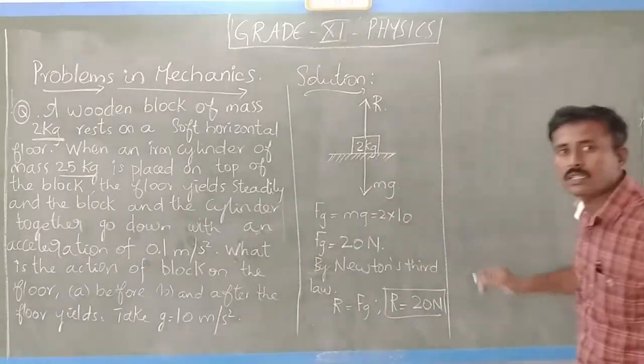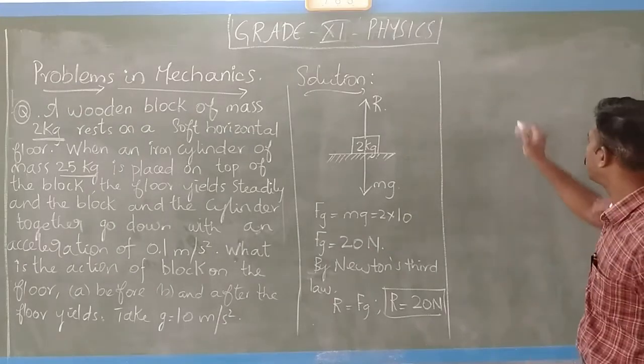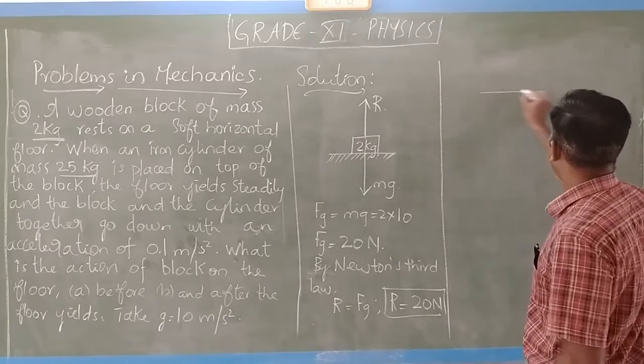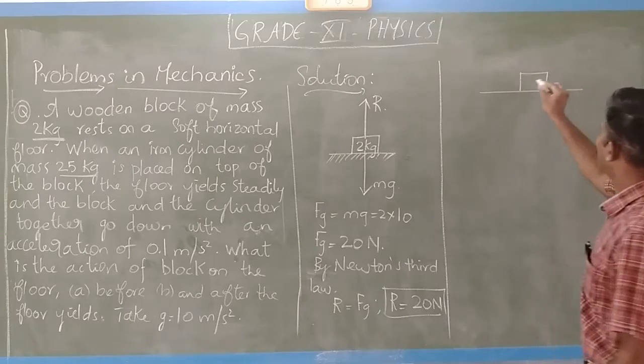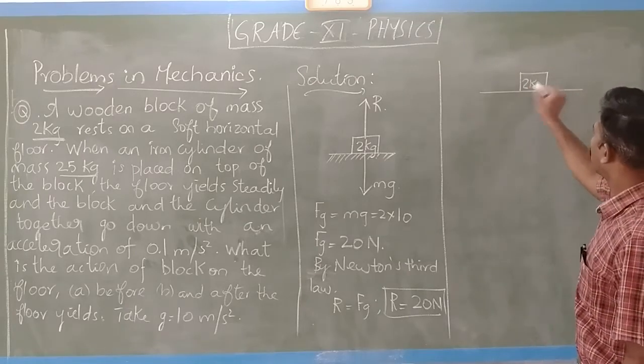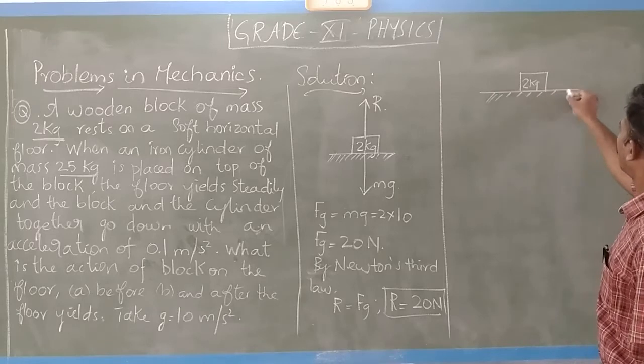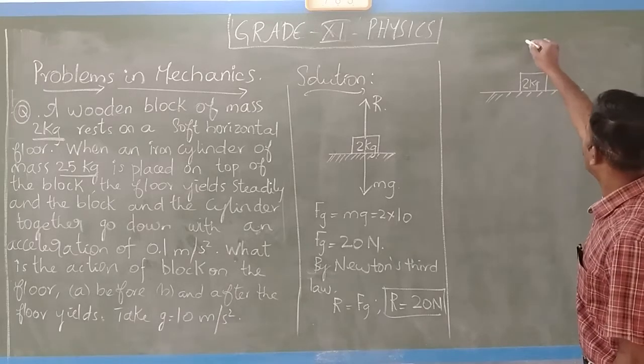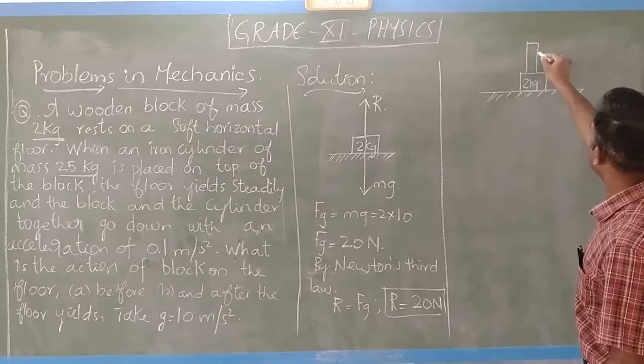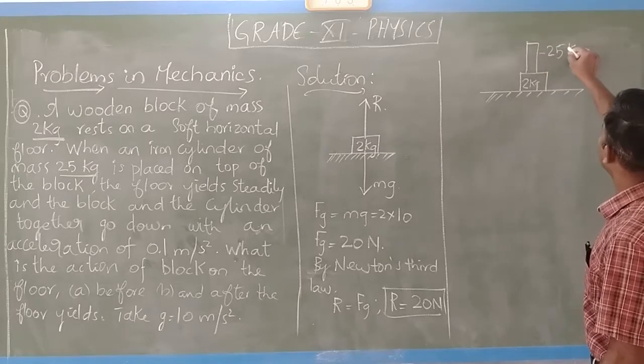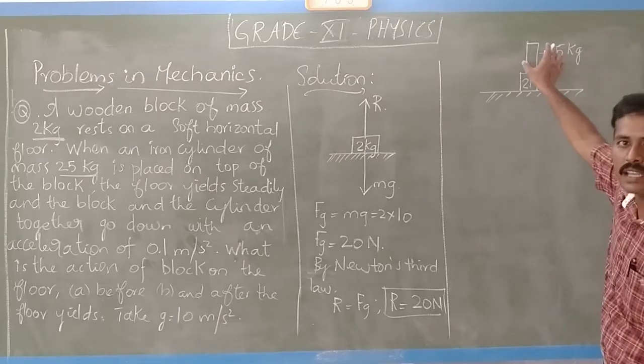Now I will note it with a diagram. So the same diagram here, 2 kg. Now this is another mass. This is 25 kg. It is like a cylinder.